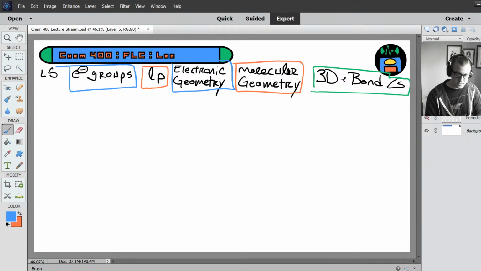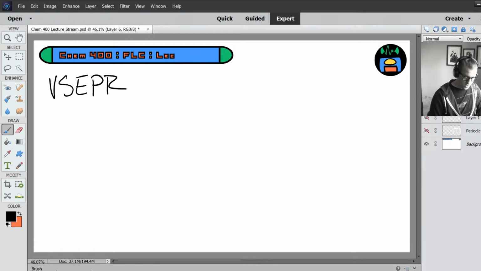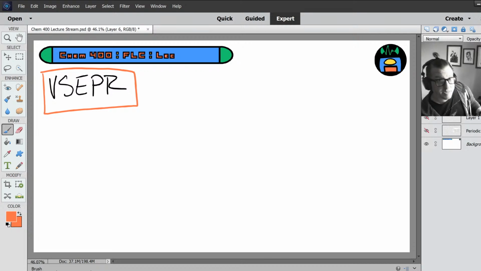So that is it for VSEPR. At this point in time, you have seen all of the geometries that you could be tested on. There are more out there, but these are the main ones. There's some weird ones that we're not going to talk about. If you're interested, take upper division inorganic chemistry classes. You'll see all the cool stuff. But for right now, for this class, those are all the geometries that we're going to look into.